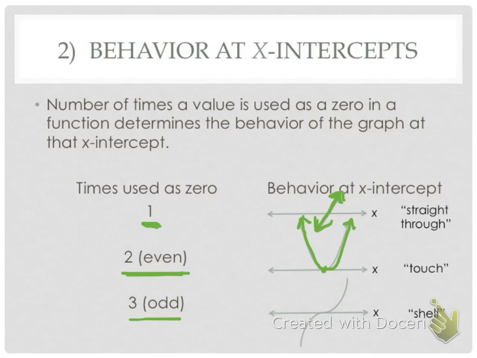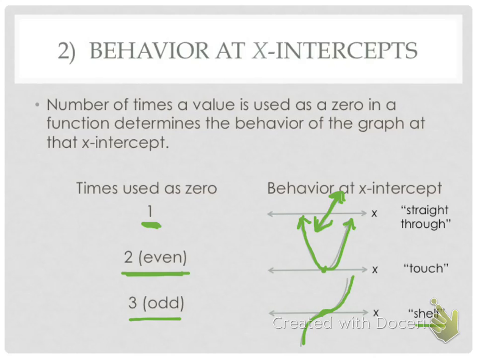And if we have anything odd higher than 1, so a 3 or higher, an odd number of times a zero's been used, then our behavior at the x-axis is going to look like a cubic. It's going to kind of come up and kind of flatten out and then go back up again. And so we're calling that flattening part right here a shelf.